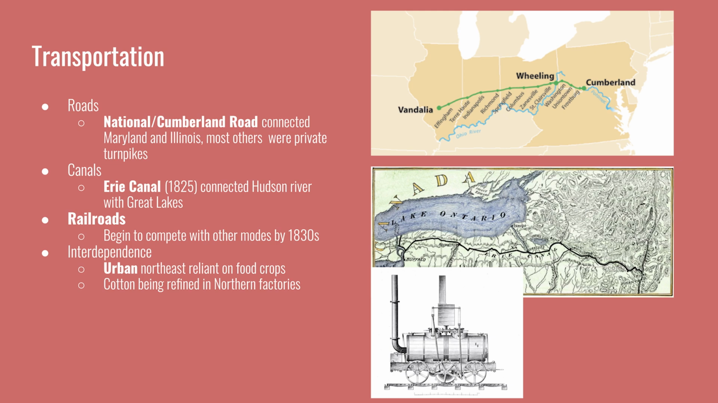The interdependence that is created between the urban Northeast and the rural South is due to their differing economic activity. The North is no longer planting its own food crops and is relying on the Midwest to plant that food through commercial farming enterprises and ship it back to the East Coast. Cotton was grown in southern plantations and shipped north to be refined in northern factories. Ultimately, it's woven into cloth and textiles that are sold throughout the country.